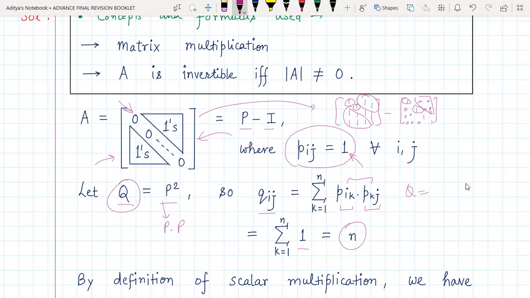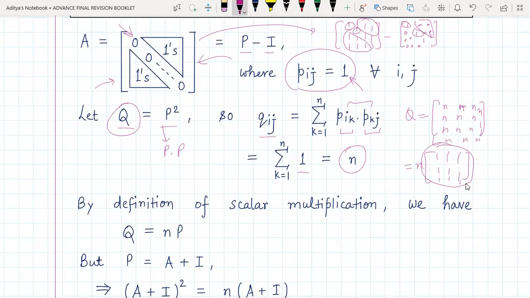So Q is nothing but n n n, n n n, n n n, right? So basically all of them are n. Doesn't matter what is the order, right? It does not need to be 3 by 3, any order, but all elements are n. So obviously you can take n common and write it as n into all ones. So this again becomes the P matrix. So what we can say is that Q is equal to nP, right?